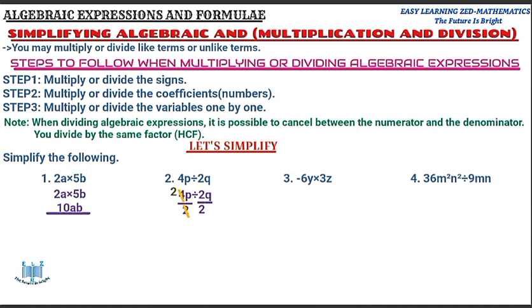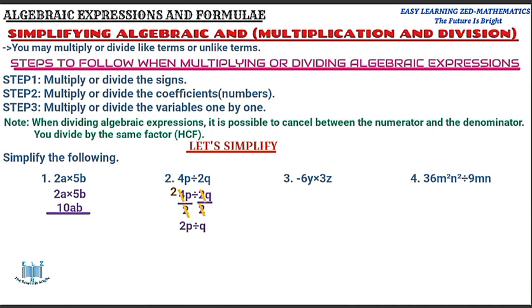Then we come down here, we say 2 divided by 2 and 2 divided by 2 there. That means we have cancelled out the 2 which are on top. Since 2 down and 2 on top are the same number, they are equal, so we can cancel them out. That will leave us with 2p divided by q.